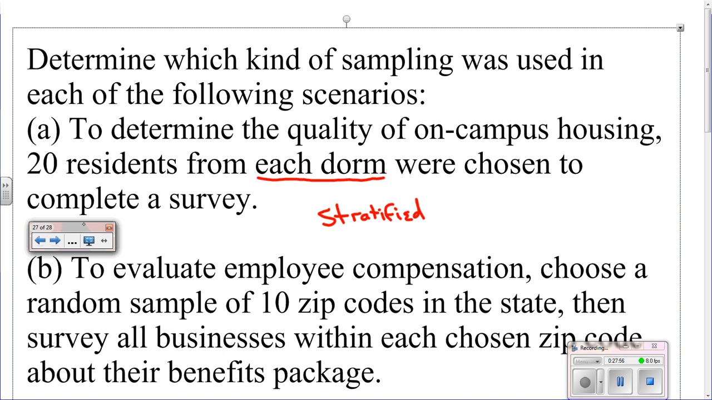Part B. To evaluate employee compensation, choose a random sample of 10 zip codes in the state, then survey all businesses within each chosen zip code about their benefits package. Okay, this zip codes thing is a good way to tell what kind of sampling it is. This is going to be a cluster sample. Just like we chose people from the towns in Beaver County, we're essentially doing the same thing. We're picking everybody from that area. So it's all businesses within the 10 zip codes. So we're choosing everybody from within those clusters of areas.